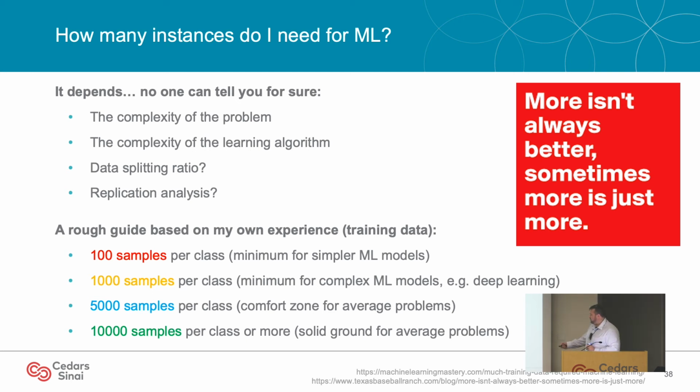5,000 samples per class is the comfort zone for most average problems. This is great. If you have 5,000 samples, somebody hands me that, I'm like, this is wonderful. Let's get to it. We're going to find something cool. And 10,000 samples or more, you're on really solid ground for most machine learners. You don't really need to worry about anything. Notably, more, as I said before, isn't always better. Sometimes more is just more.